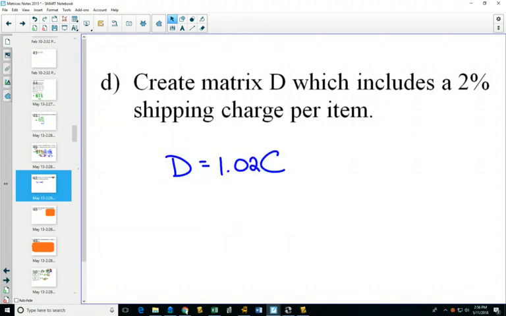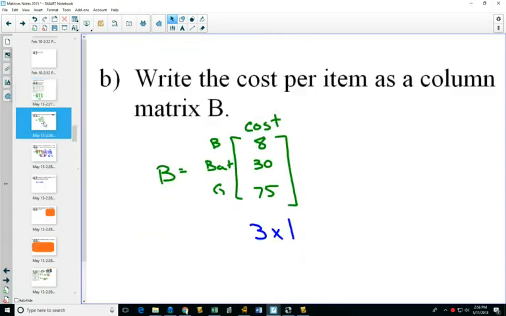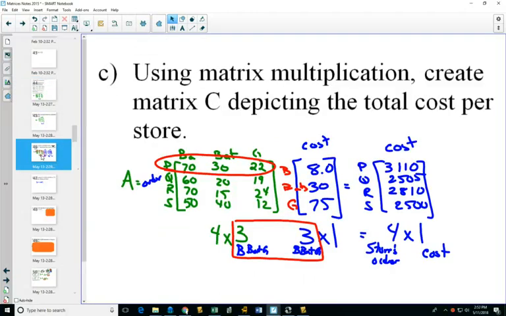So how would you create a shipping matrix which includes a 2% shipping charge per item? Again, one of the nice things you can do in your calculator is maybe you put this in as matrix A and you put this in as matrix B. Then you could go to your calculator and do A times B and you get an answer. And you can store or save matrices as well. Do you want to see how to do that? You just push the store button, then you go to matrix and go down to C and store it as matrix C, and it puts all of those items into matrix C.